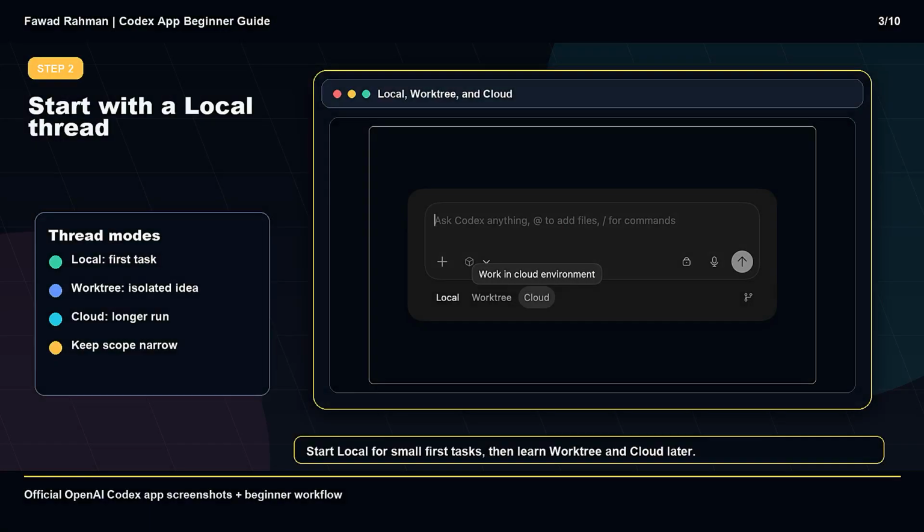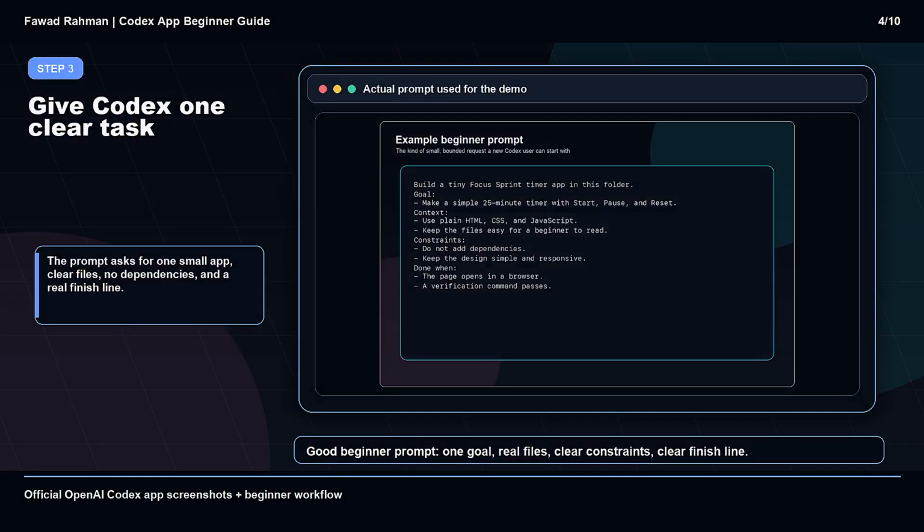When you start a thread, Codex can run in local, worktree, or cloud mode. For the first lesson, use local mode so the task stays close to the selected project on the computer. Local is good for reading files, making a small app change, and running the existing scripts. Worktree is useful for isolated experiments, and cloud is useful for longer remote jobs, but a beginner should first understand the local loop.